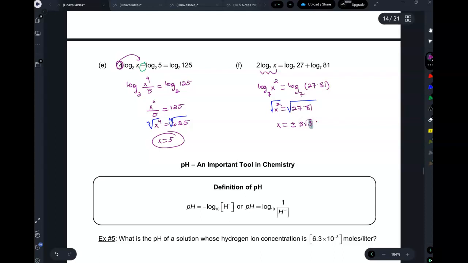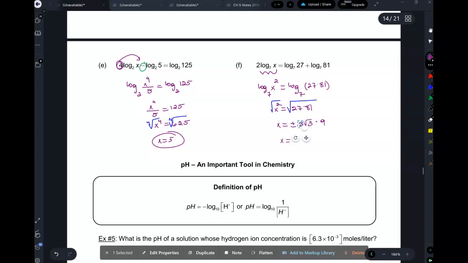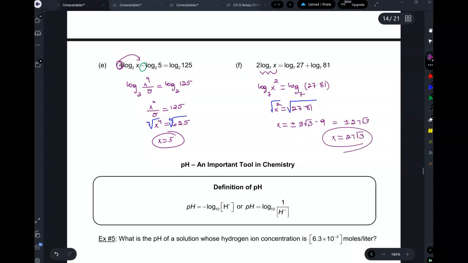So it's 3 root 3 times 9, which is plus or minus 27 root 3, but of course the negative doesn't work, so x is 27 root 3. Okay, so don't just automatically reach for your calculator and multiply these out. Think ahead. Oh, I have an x squared, I'm going to have to take a square root. So let me just wait until I multiply everything out.